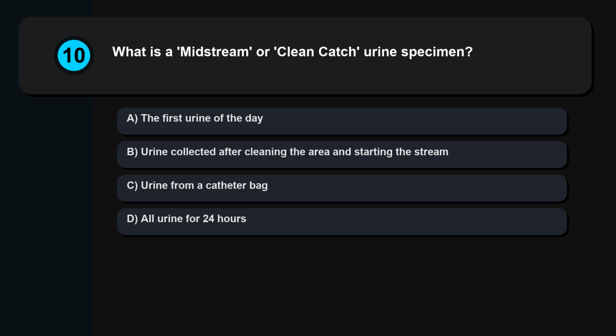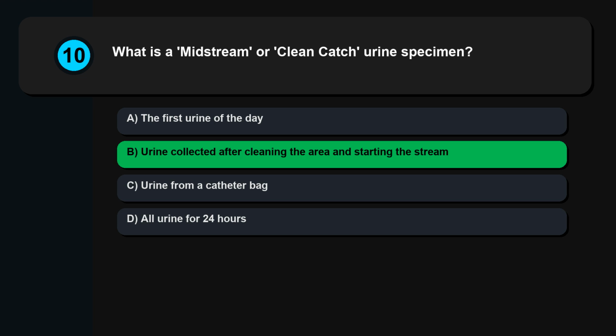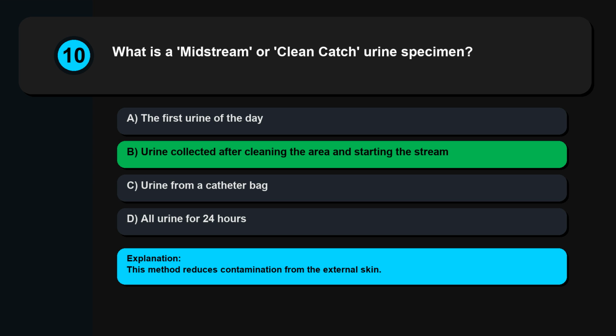Question 10. What is a midstream or clean catch urine specimen? The first urine of the day. Urine collected after cleaning the area and starting the stream. Urine from a catheter bag. All urine for 24 hours. This method reduces contamination from the external skin.